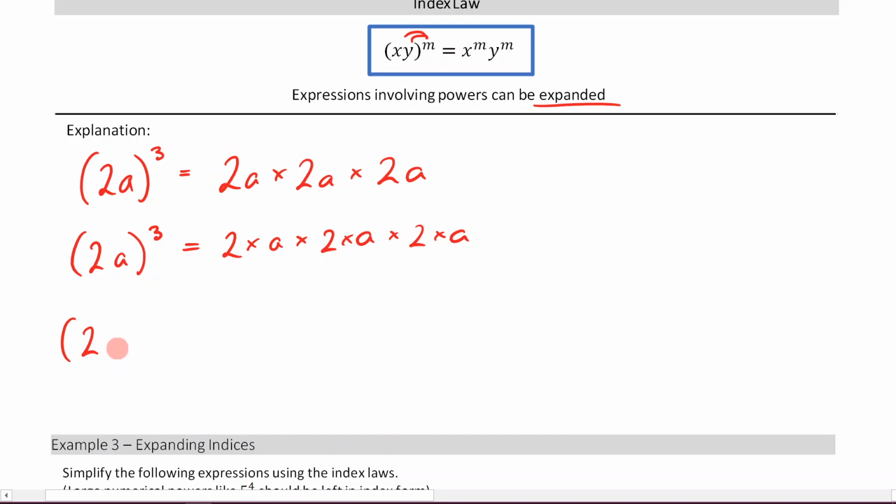Okay, let's rewrite this. So what can we say here? Well, I have 1, 2, 3 2's. So that means I have 2 raised to the 3. And I have 1, 2, 3 a's. So I have a raised to the 3. Now, hopefully you can see that it would have been a lot quicker, instead of doing all of this, to simply raise 2 to the 3, and raise this a to the 3 as well. So expressions involving powers can be expanded. I'm just putting it inside, expanding it out in that sense.